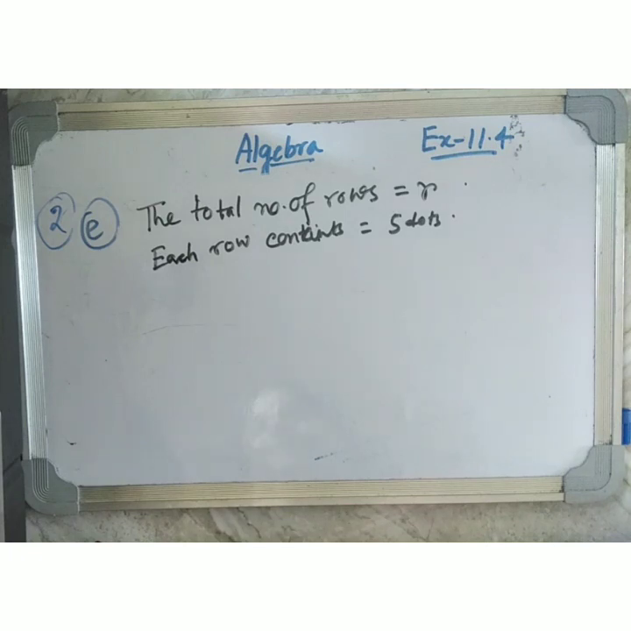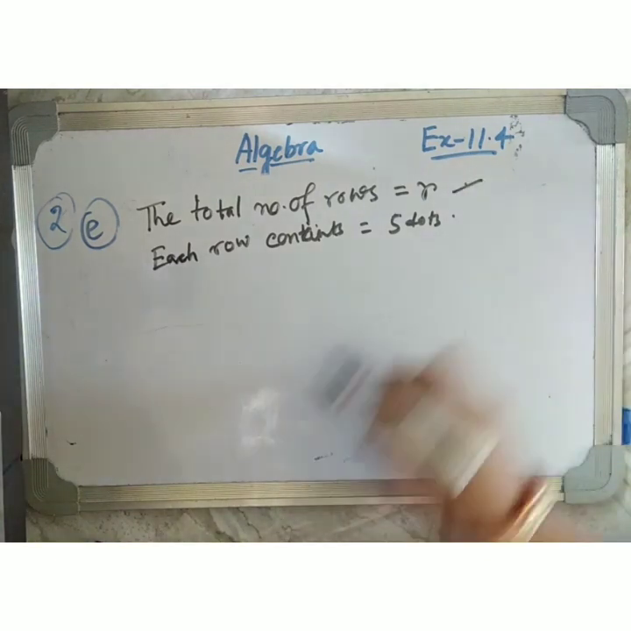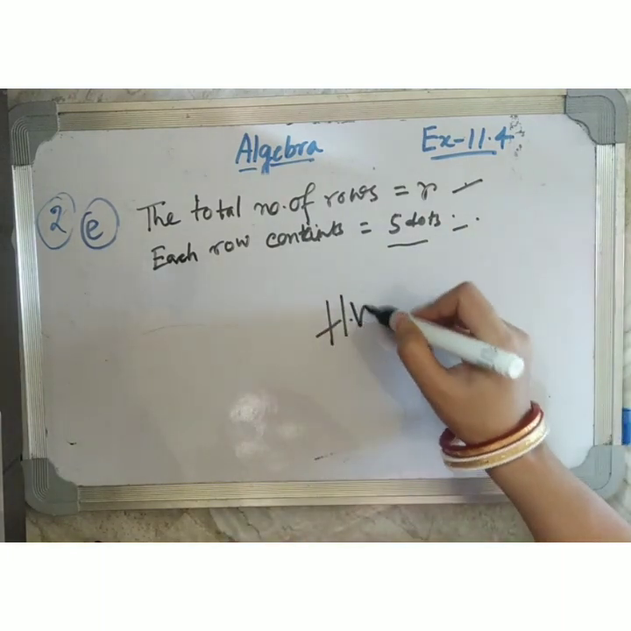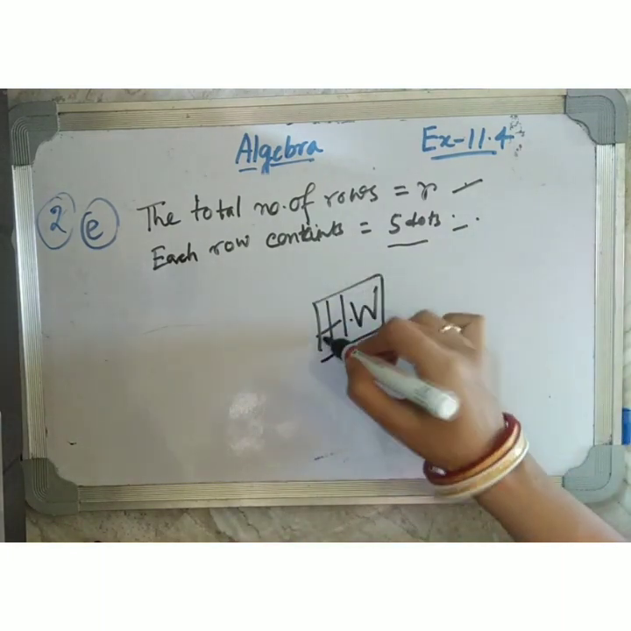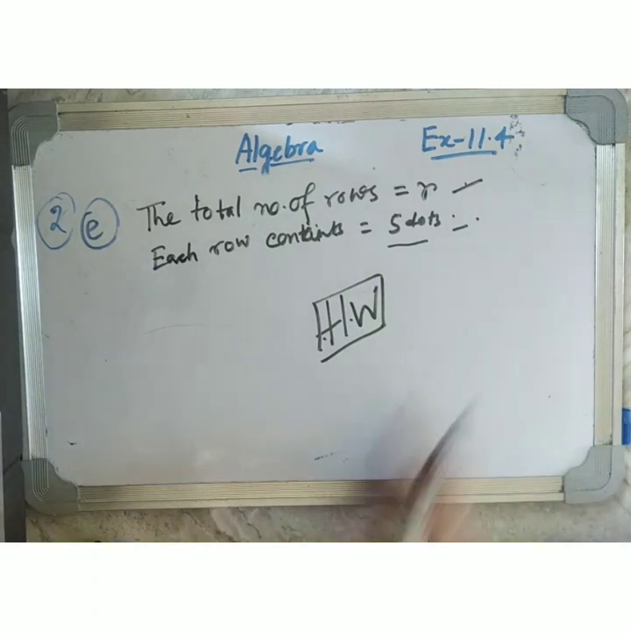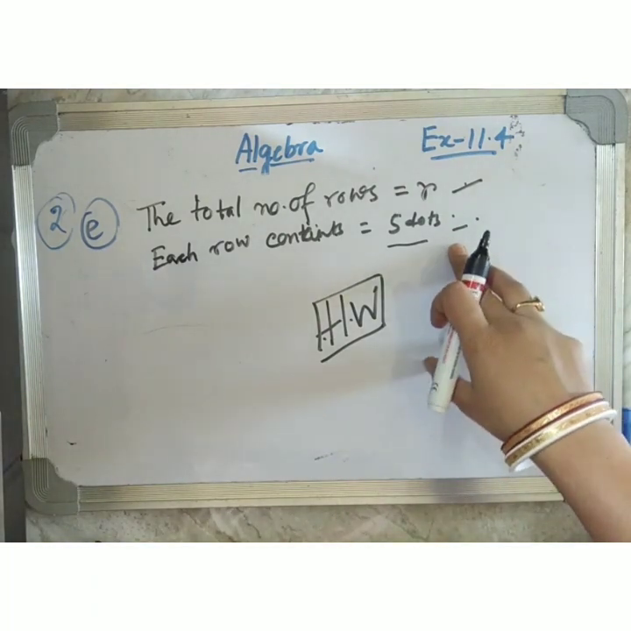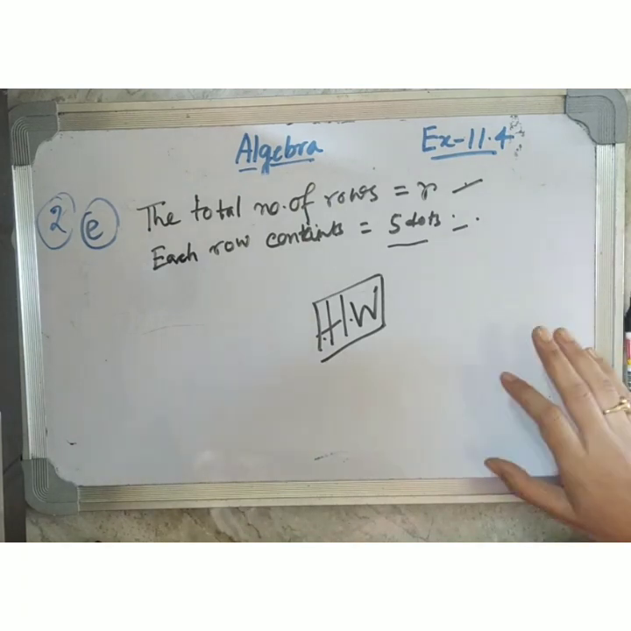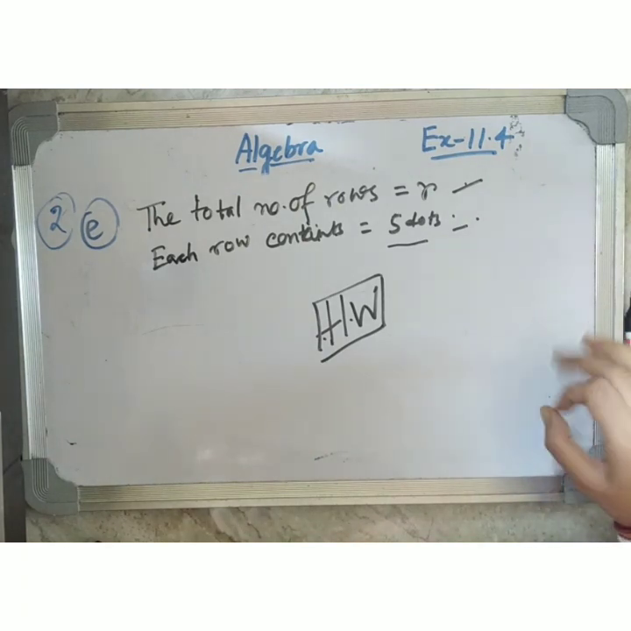Now, how to write it? I hope you can do it yourself. In an arrangement of dots, there are R rows and 5 dots are contained in each row. This will be your homework. So, this type of sum is already done in exercise 11.2. I hope you have understood at that time. Now also you will be able to do that.